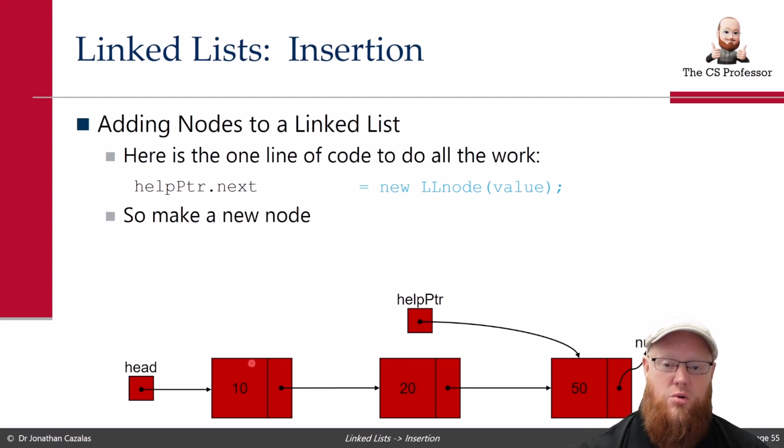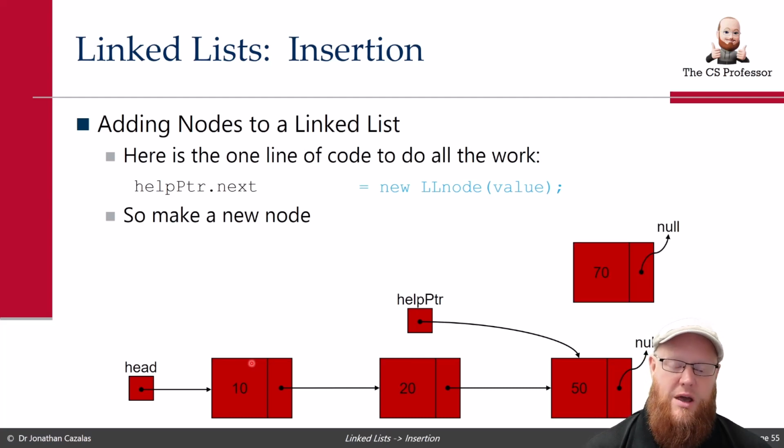So make a new node with its data value that we're trying to insert. Make that node, of course, its next is null. Done. We now need to save the address of that new node, where? Look at the left side of the assignment. Save it into help pointer.next. Well, does that make sense?